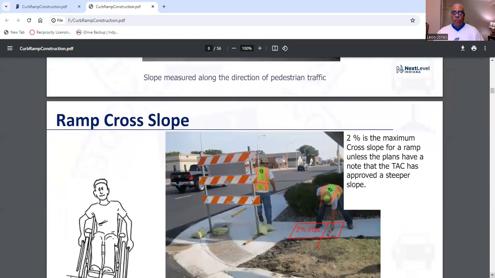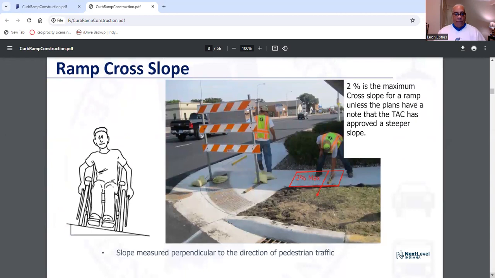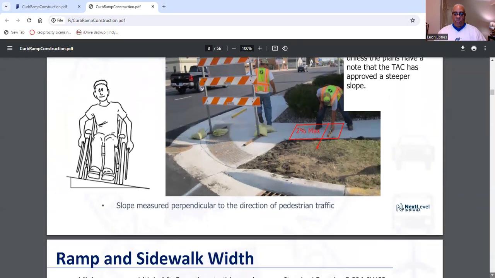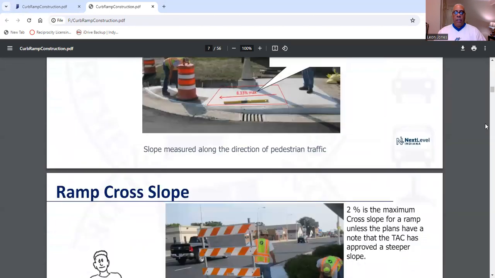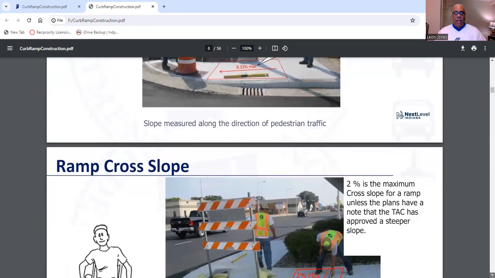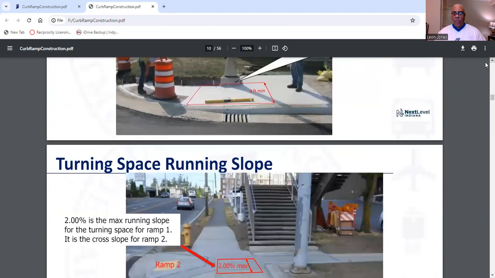Running cross slope, 2% is the maximum cross slope for ramp unless the plans have a note that the TAC has approved for a steeper slope. Then you got to use a TIF, slope measure perpendicular to the direction of pedestrian traffic. Then you have your ramp and sidewalk length. Let me get this down here so you can actually see it. Bear with me.